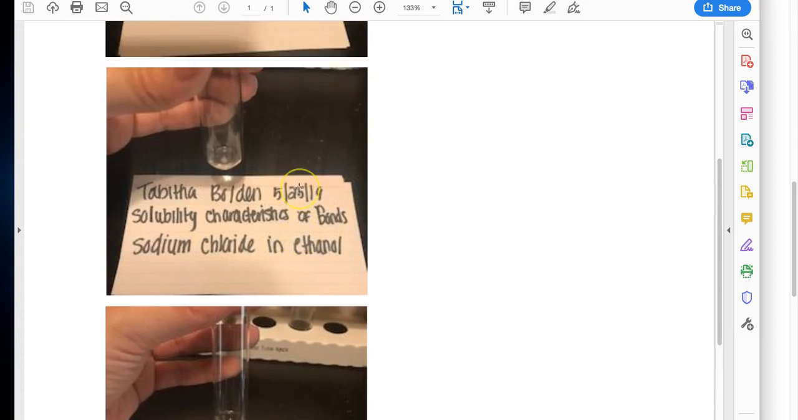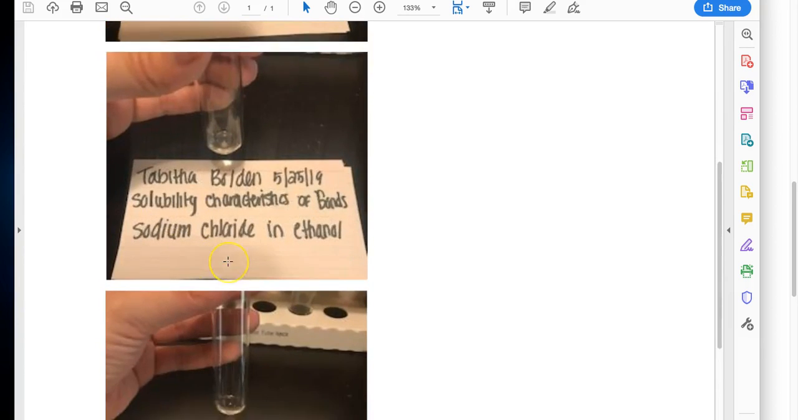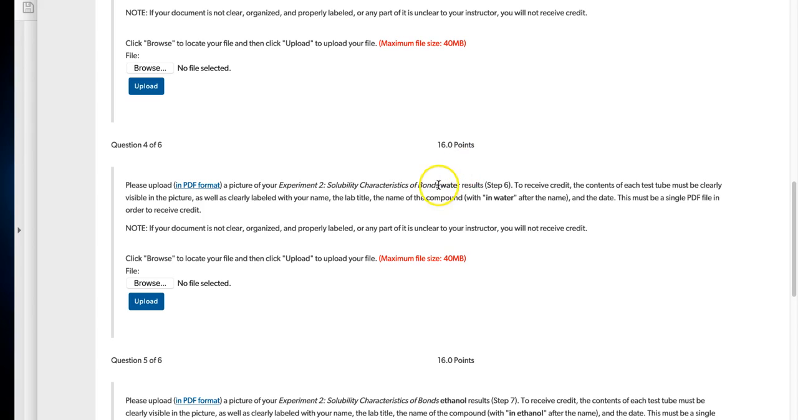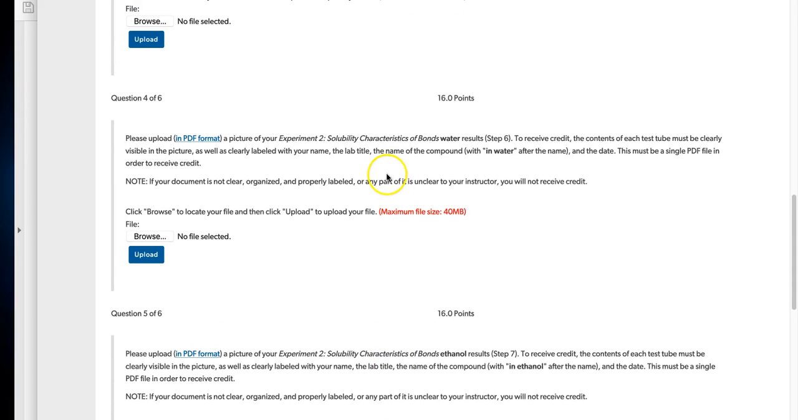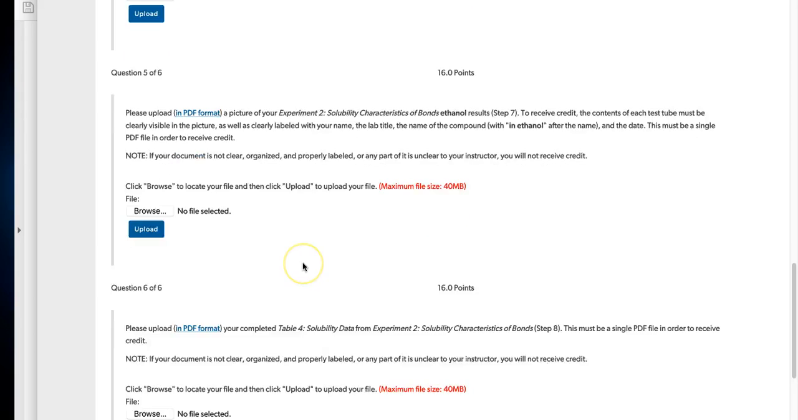Sodium chloride in ethanol, sucrose in ethanol. I can see the test tube. She's got her label, all that. That was for the second one, but it would just be nearly the same, but with water for this first one. Then the second one is the ethanol, doing the same thing. 3 test tubes, has to be labeled with what each compound is and in ethanol.